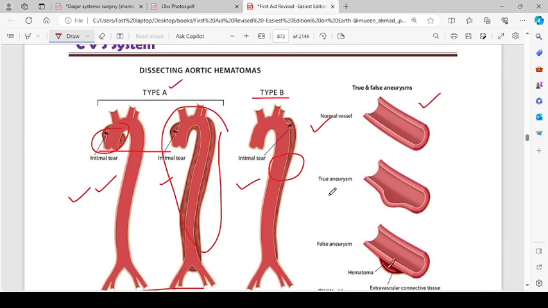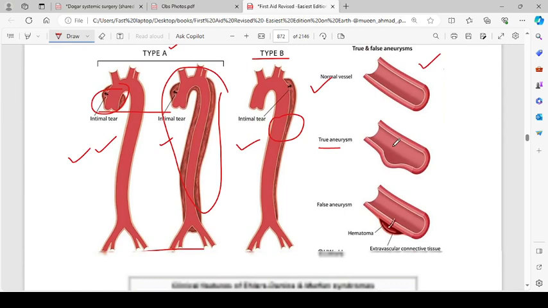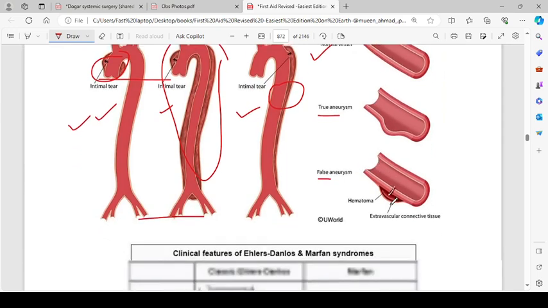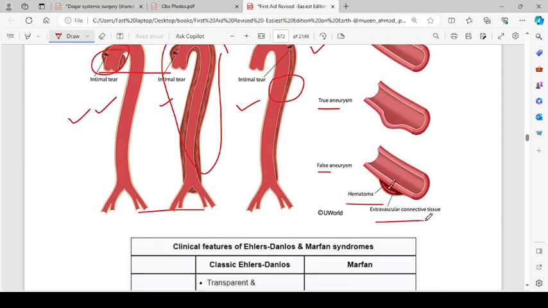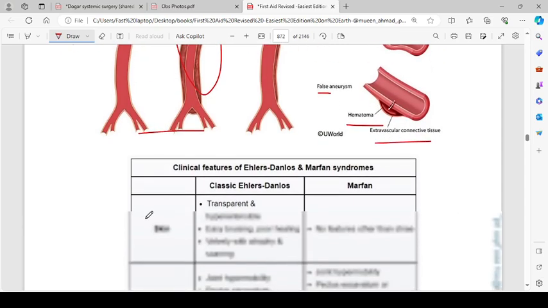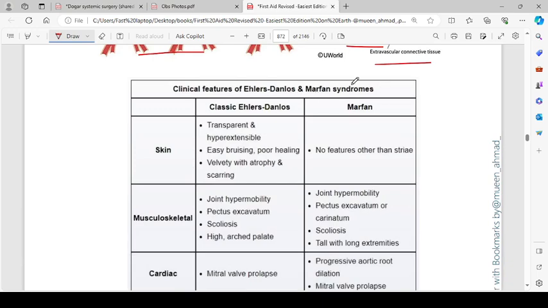This is a normal vessel. This is a true aneurysm, which is involving all the layers, and then we have a false aneurysm, which can be a hematoma because of blood leaking into the extravascular connective tissue. Okay, the clinical features of Ehlers-Danlos syndrome and Marfan syndrome are similar as well as somewhat different.